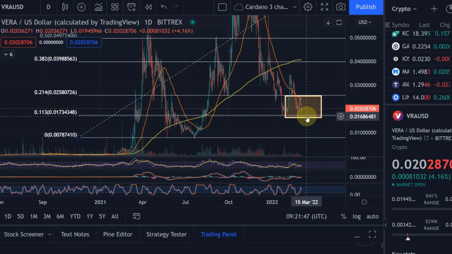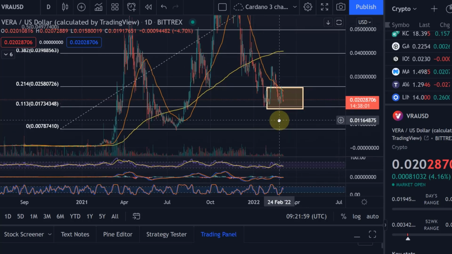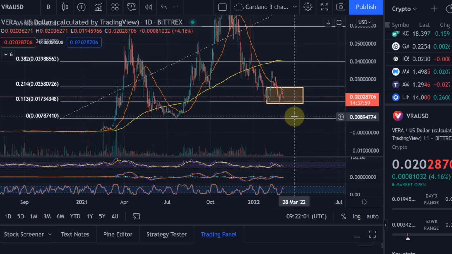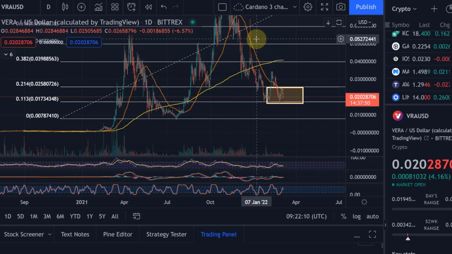If you lose the current level here, 1.7 cents, I mean, we're currently at 2 cents, but if you lose that 88.7% Fib level, which could happen if Bitcoin does a major drop, then yeah, then you could drop to 0.7 cents. Absolutely. So you need to be a bit careful about that. If you lose that level, there isn't really much more that will support the price. But 0.7 cents, I think that is a price below which I wouldn't see Verasity fall.